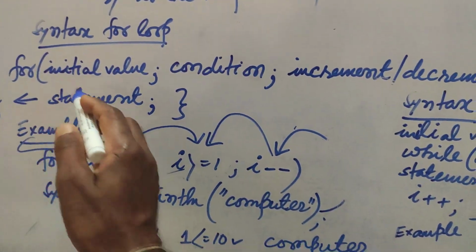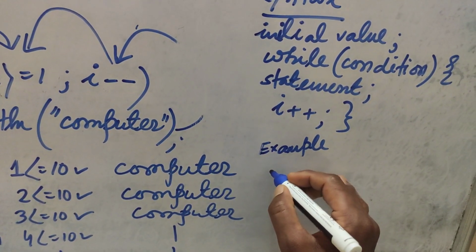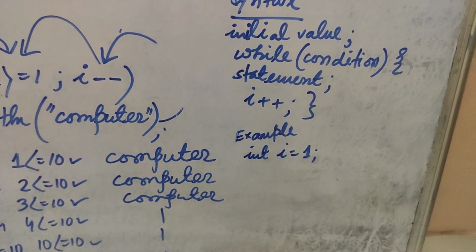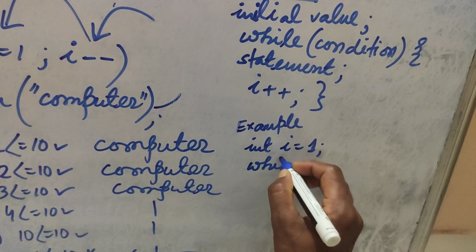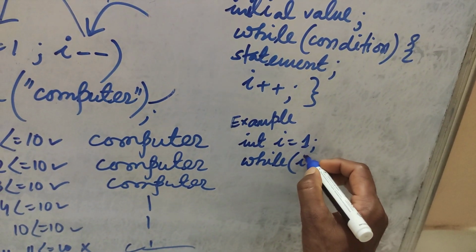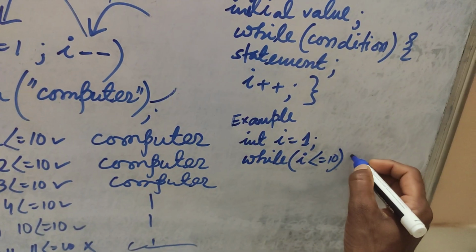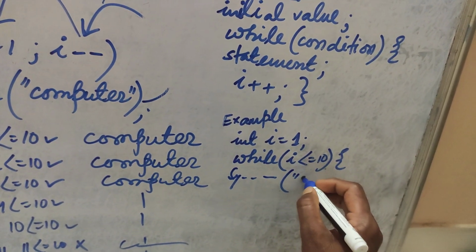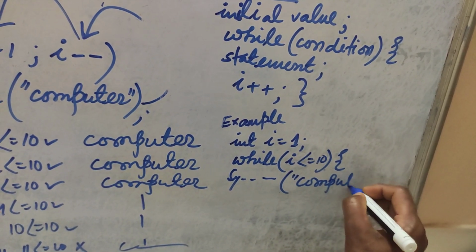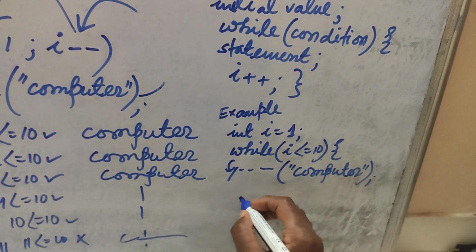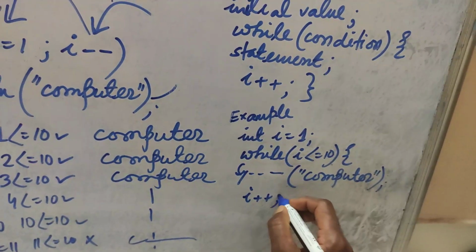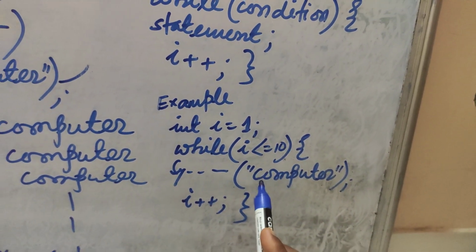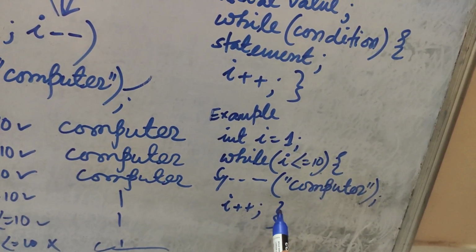do while. See here initial value, suppose int I equal to 1, while I less than equal to 10, system.out.println, suppose the word computer, system.out.println the word computer, I plus plus. See, here this is also entry control.